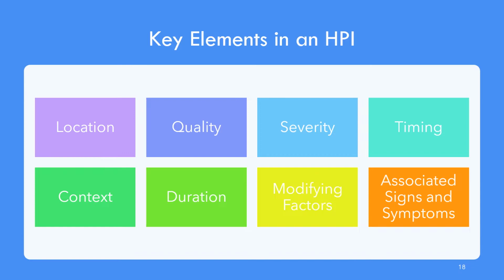It's a good idea to get into the habit of including at least 4 of the 8 HPI elements in your HPI, as, for most cases, that number will meet the minimum criteria for most evaluation and management coding requirements.